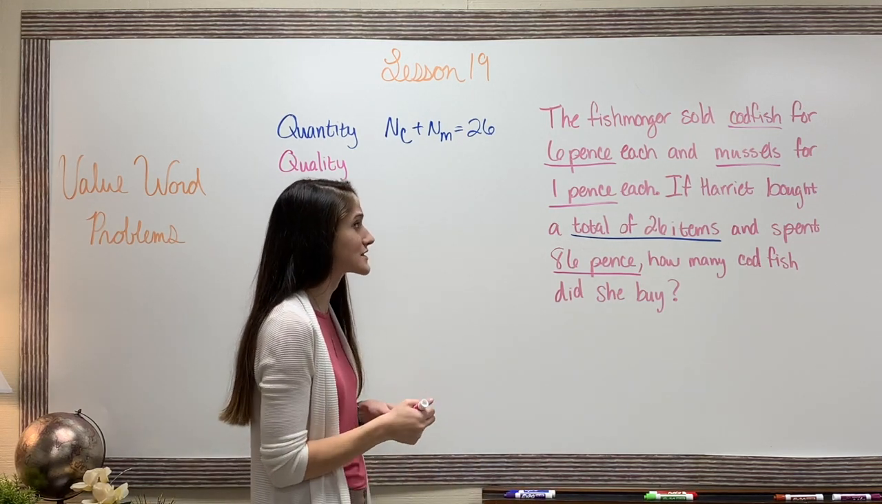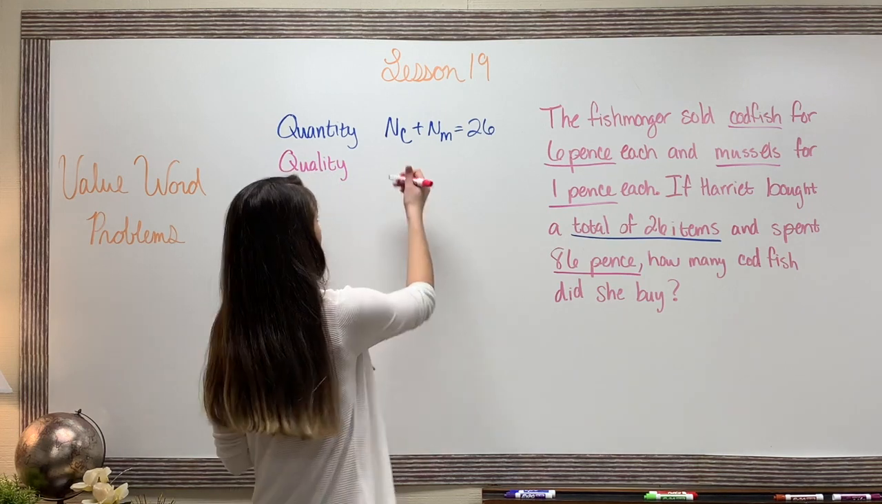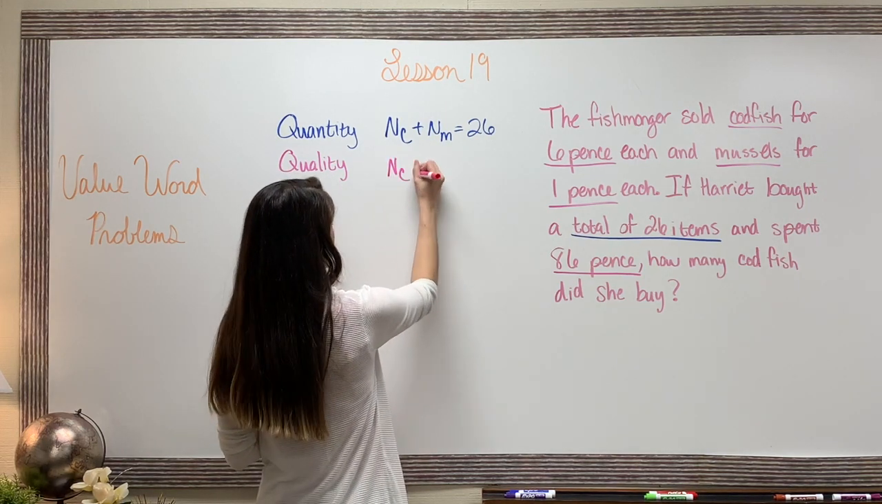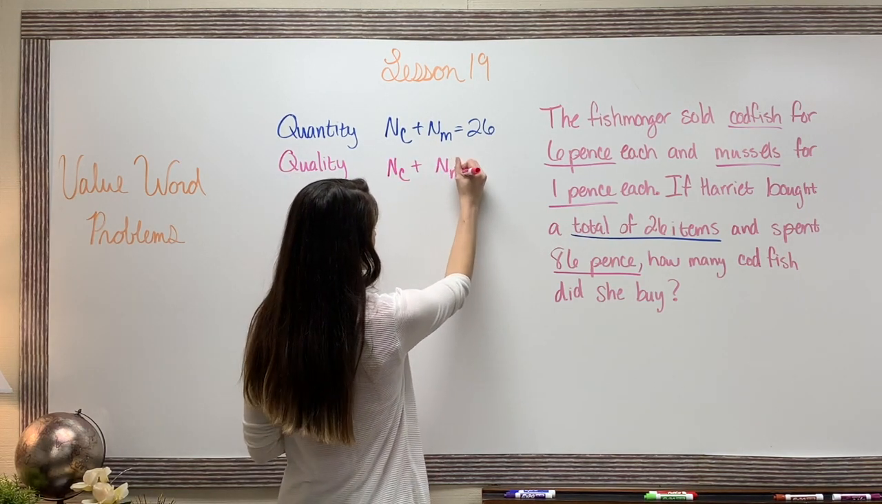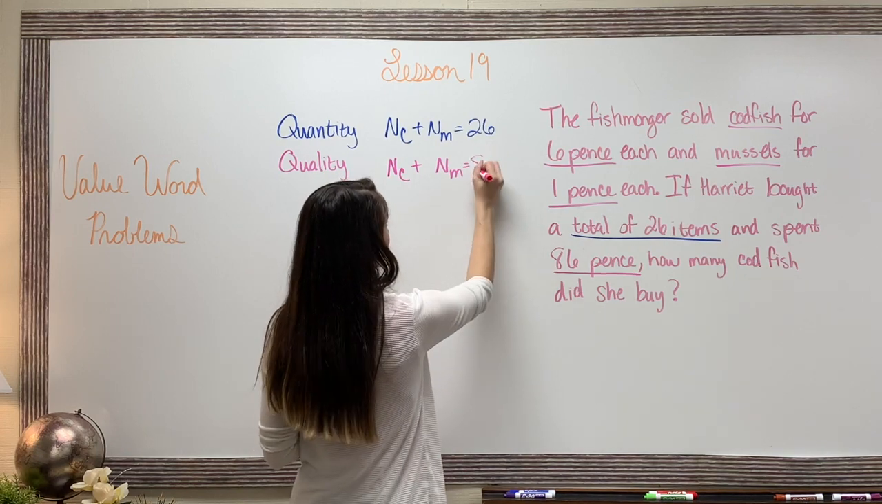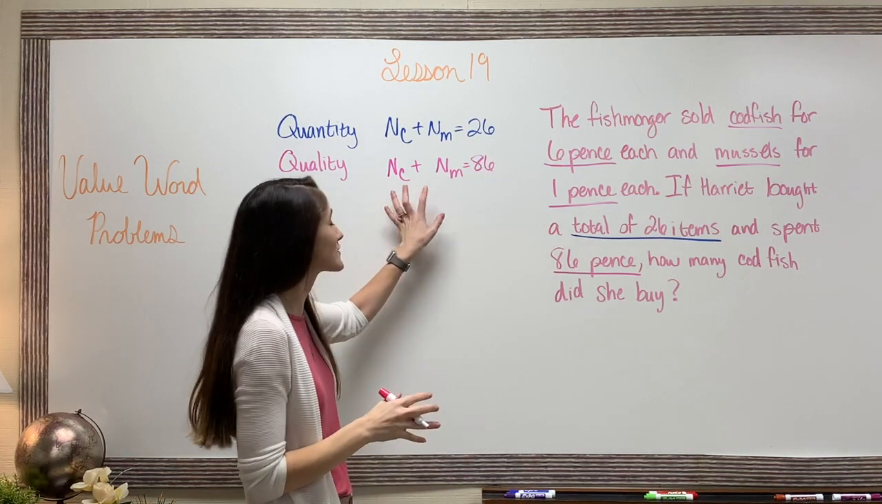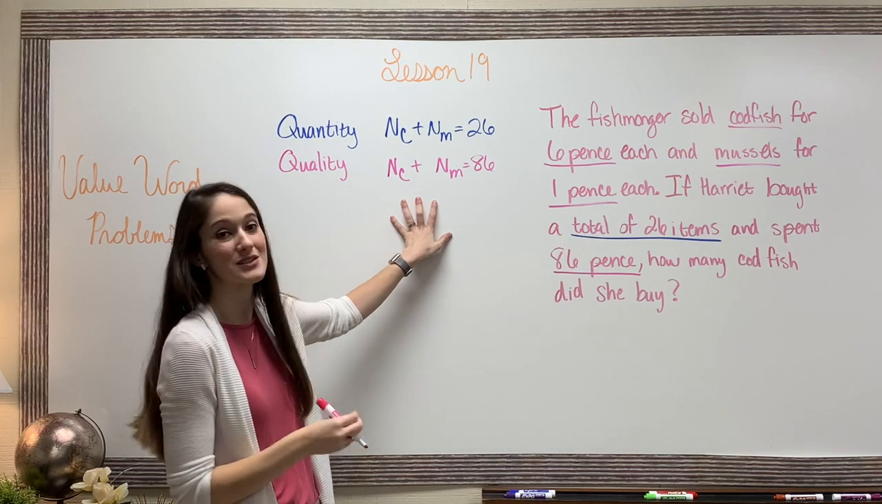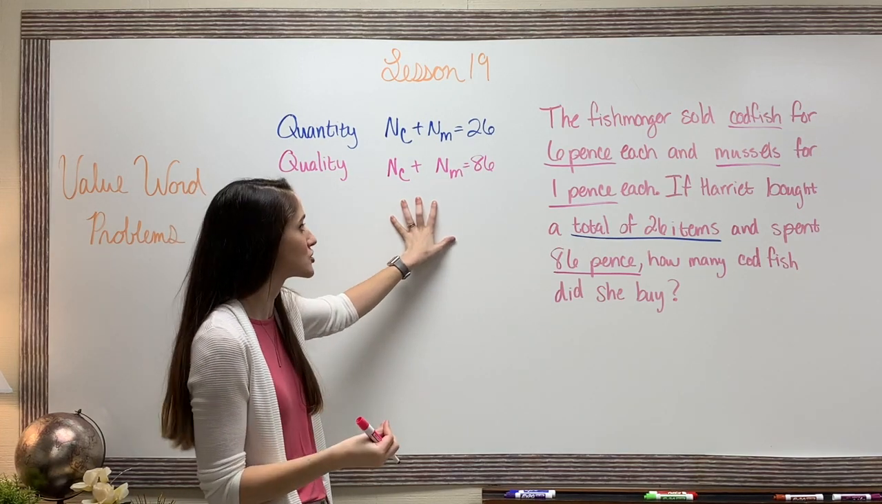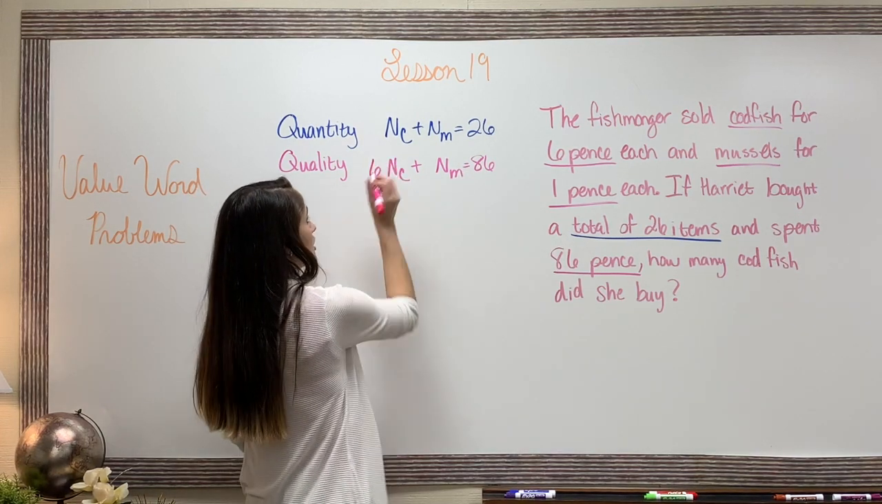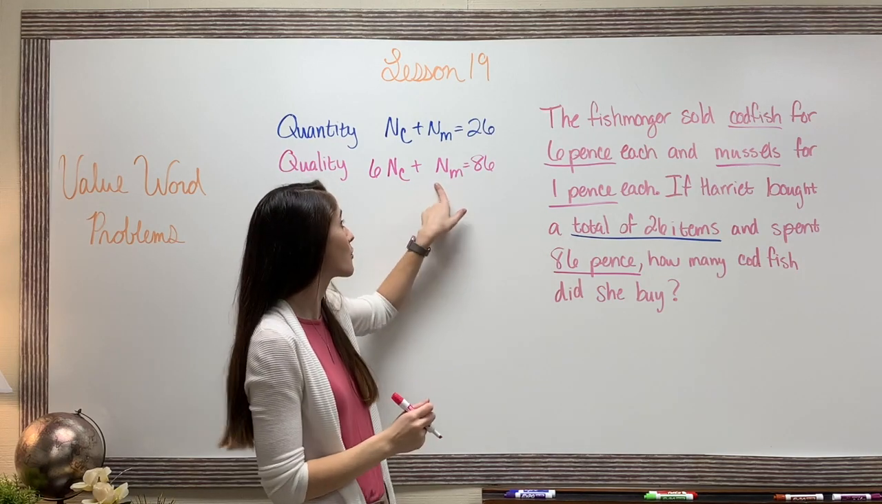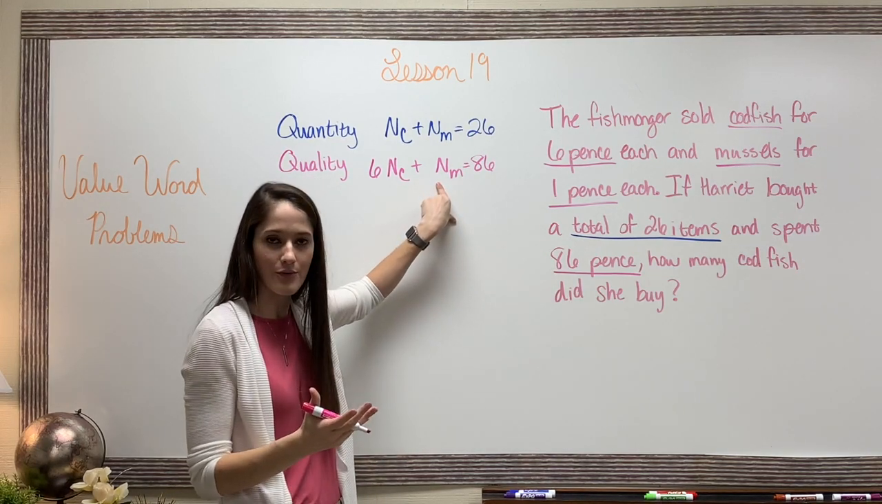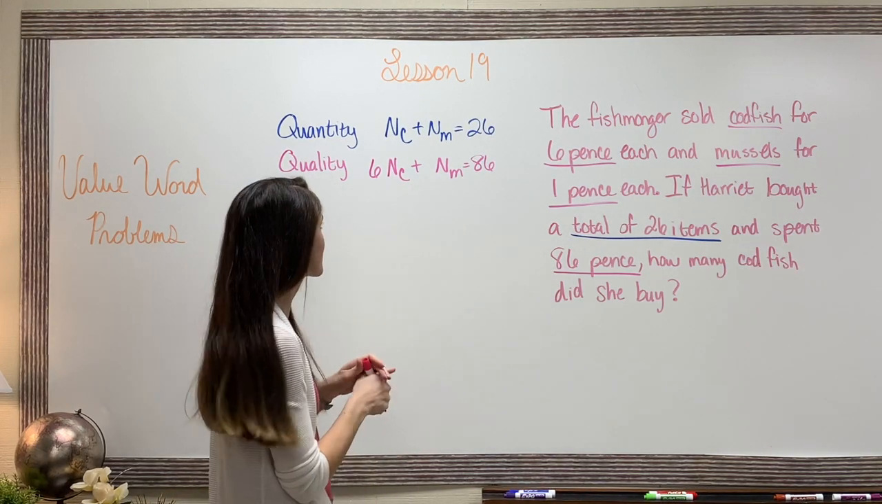My next question is a question of quality. I have my number of cod plus my number of mussel, and I know that she spent 86 pence. But I also have to apply a value to these because we're dealing with quality. How much did she spend? And I know the codfish were 6 each, the mussel were 1, so I don't have to write the 1 in front of there because it's just going to be the same.